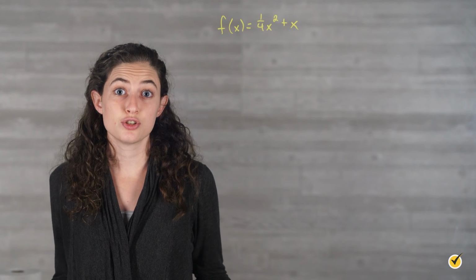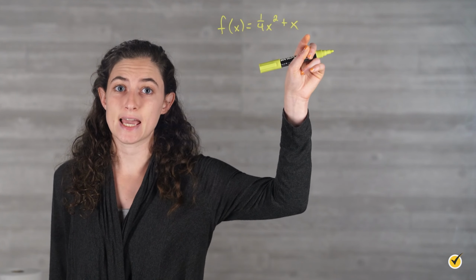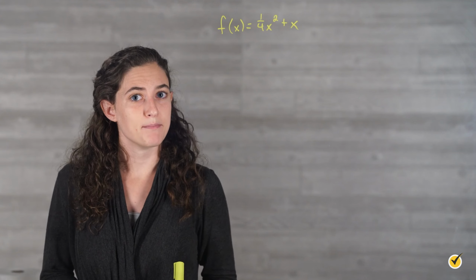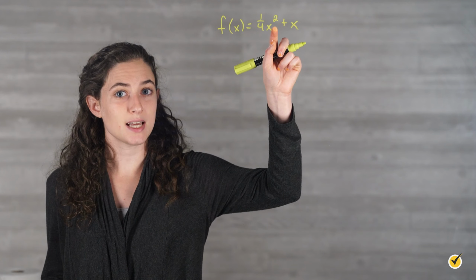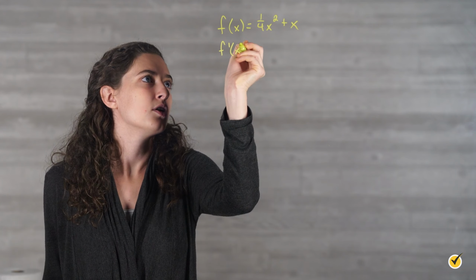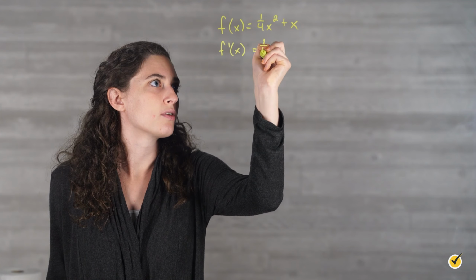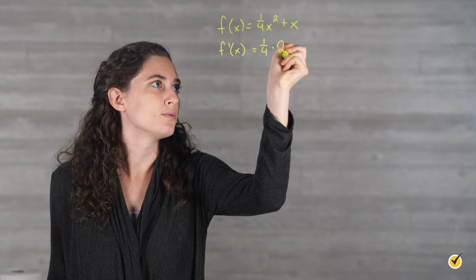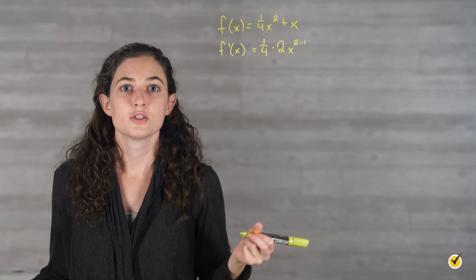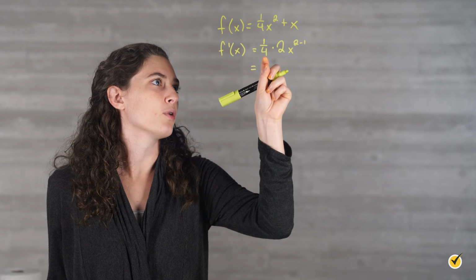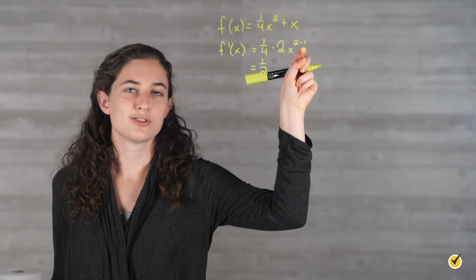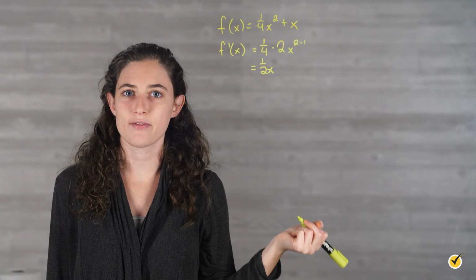Notice that f of x has two terms, 1/4 x squared and x. This is nothing to be concerned about. We will simply handle them one at a time. For the first term, x is raised to the second power, so n equals 2. So the derivative of this term will be 1/4 times 2 times x to the 2 minus 1. So if we simplify this, we'll get 1/4 times 2 is 1/2, and x to the 2 minus 1 is just x. So we'll have 1/2 x.